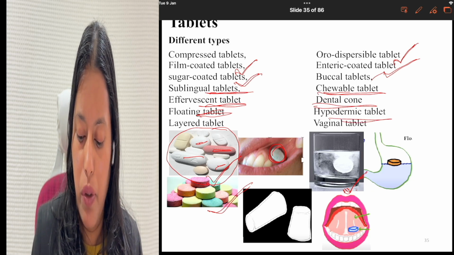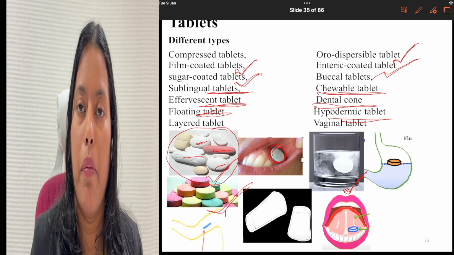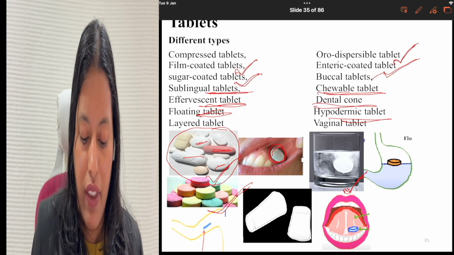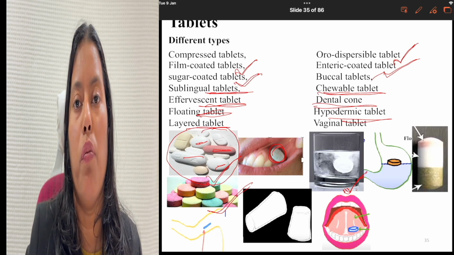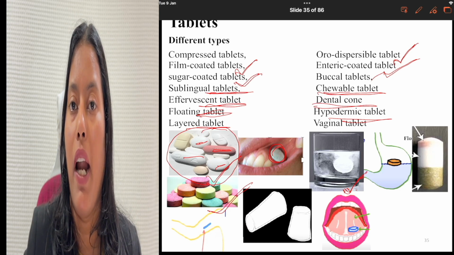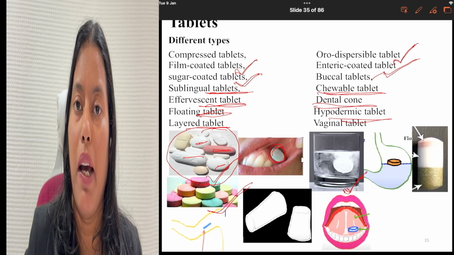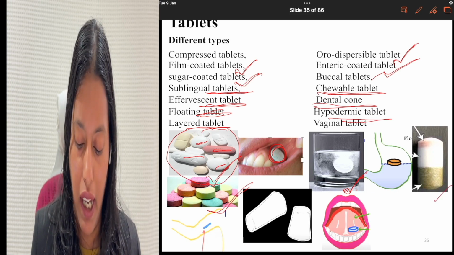Then you have the hypodermic tablets. This is the diagram for the hypodermic tablets, which are placed below the skin and from where the drug is getting released. Then you have the layered tablet. When you include two or more drugs in the same formulation, and to avoid incompatibility, you formulate in the form of a layered tablet. So this is the picture for the layered tablet.